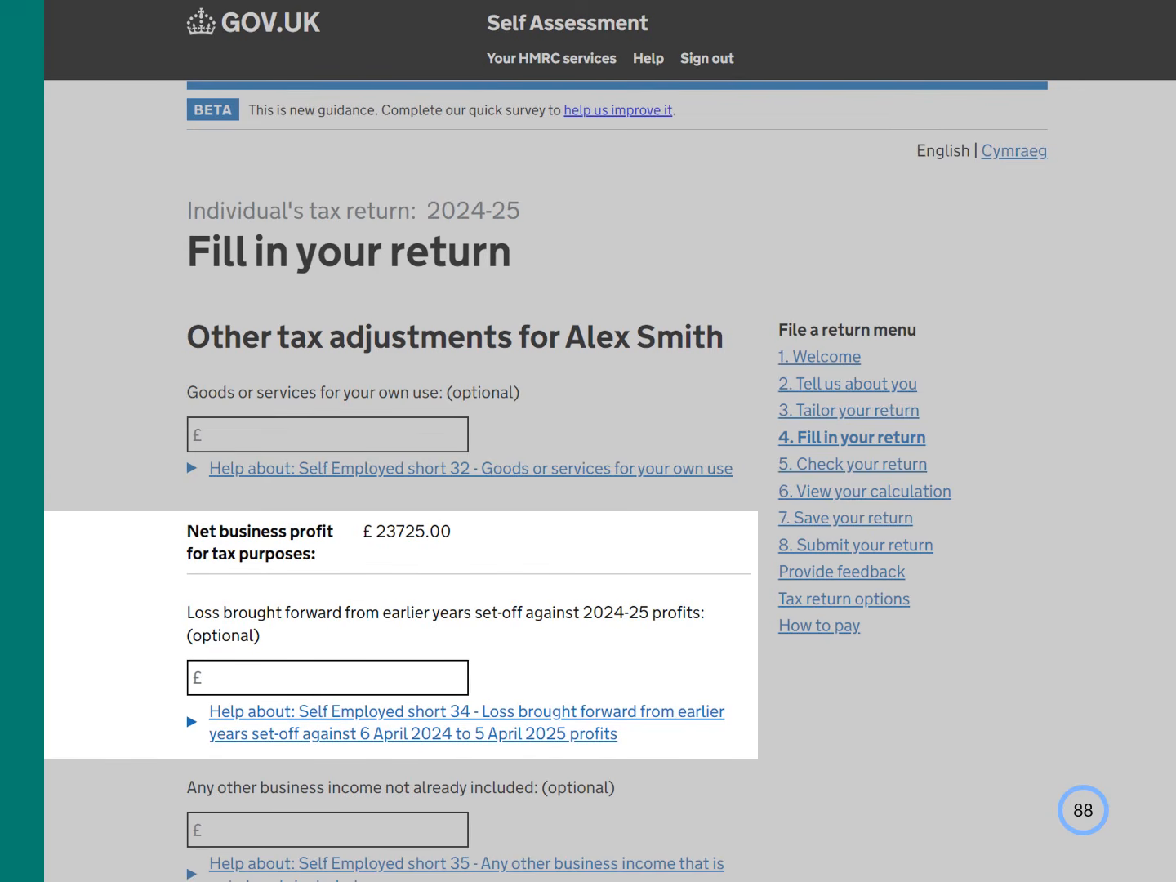If you have a net business profit for tax purposes, you must enter here any earlier year's losses from this business that you have not yet used. You cannot enter an amount that is higher than your net business profit for tax purposes in this year. Any earlier year's losses will be used against your profit for this year. If there are any remaining losses, these can be carried forward to be used against the next available profit from the same business.